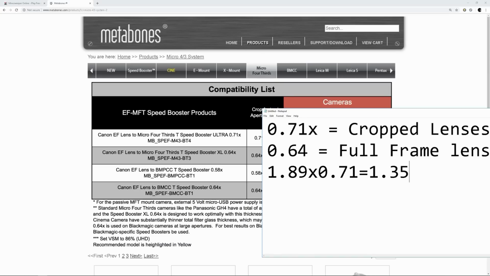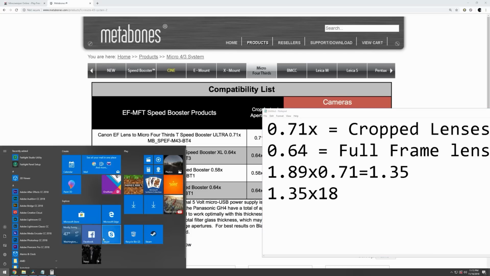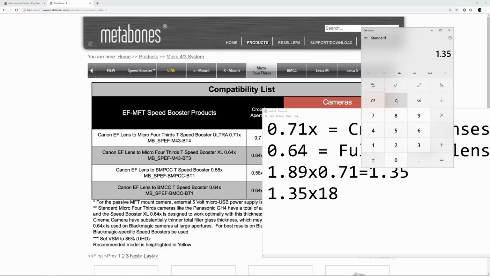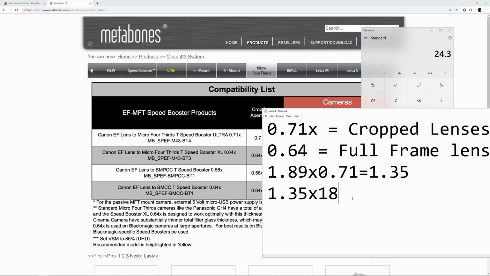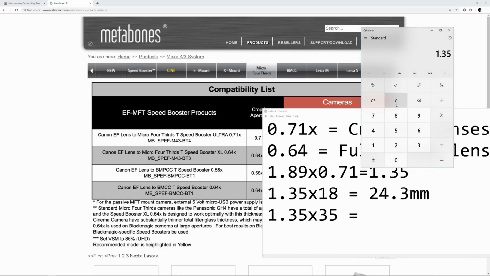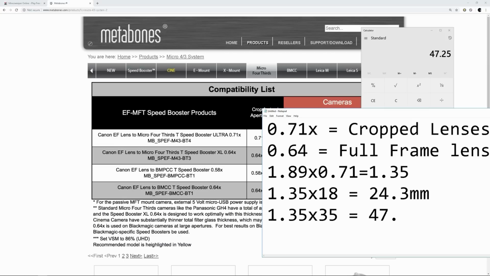So now with the 0.71x, we're going to multiply 18 of the Sigma. 1.35 times 18, you get 24.3. And this is going to be your field of view, not your focal length. And we're also going to do 1.35 times 35, which is the other end of the lens. 1.35 times 35 gives us 47.25. And so with that 0.71x, as far as field of view goes, you will get around a 24 mil to a 47 mil.